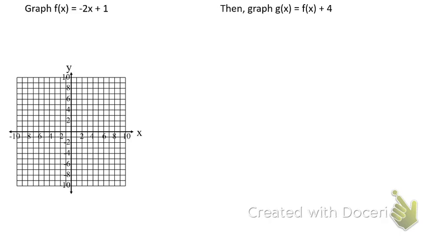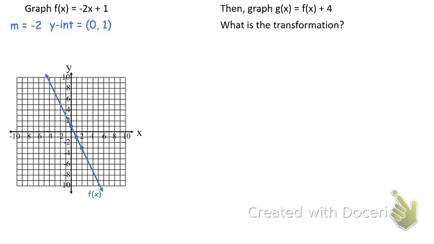All right, hopefully we've had a chance to do this. In the original function, the slope is negative 2 and the y-intercept is 0, 1. So let's go ahead and plot that line. Keeping in mind it is a negative slope, so it goes down and to the right. The transformation this time is translated up 4 units. So let's just take all those 3 points that we have, they're clearly marked, and just move them up 4 units. There's the g of x function.